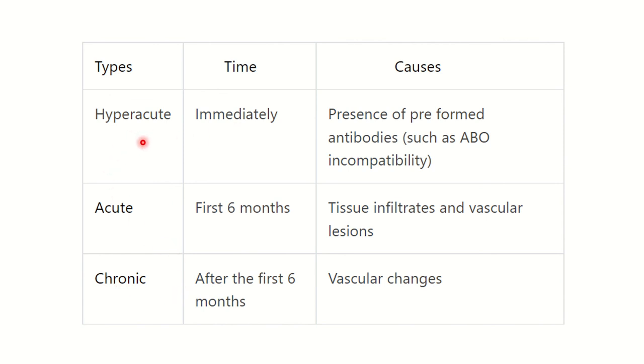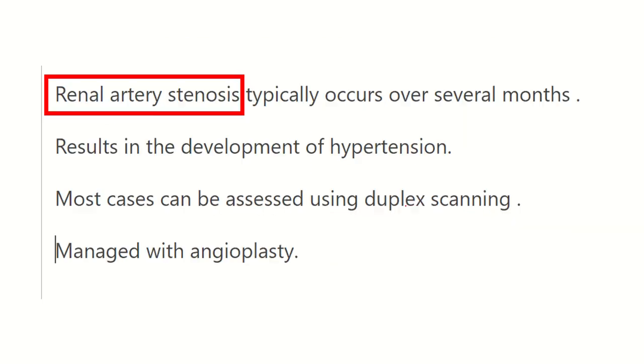And what are the causes? In hyperacute graft rejection, the causes are preformed antibodies, such as ABO incompatibility and HLA incompatibility. Acute rejection occurs due to tissue infiltrate and vascular changes, which is one of the important points, in the first 6 months of transplantation. And chronic rejection occurs after 6 months due to vascular changes. So in acute and chronic rejection, a vascular lesion may occur, and it is a common cause for both. In acute rejection, there is also a tissue infiltrate.